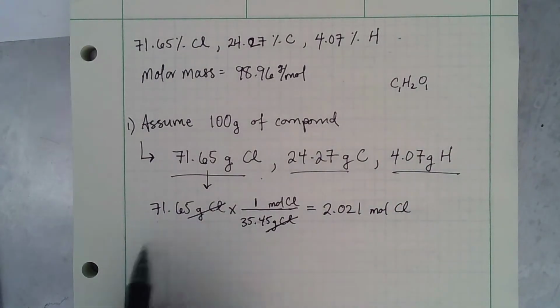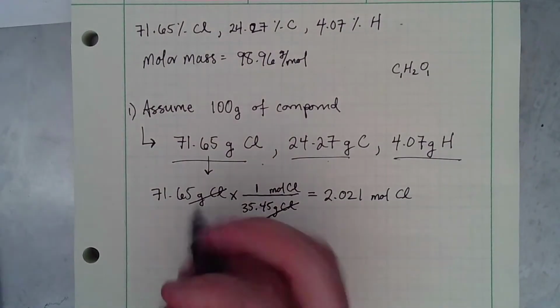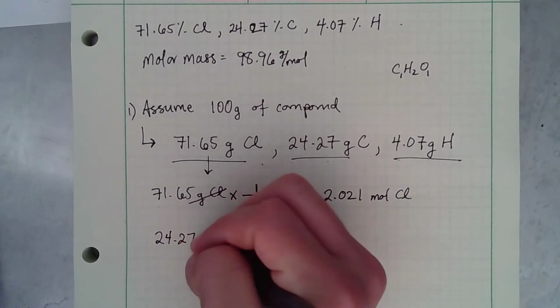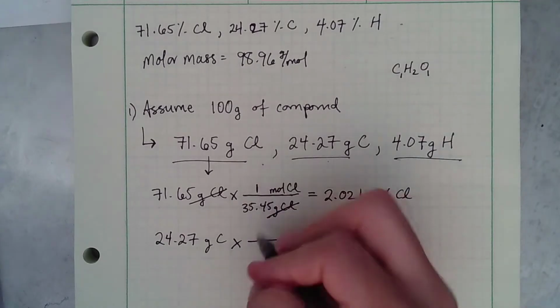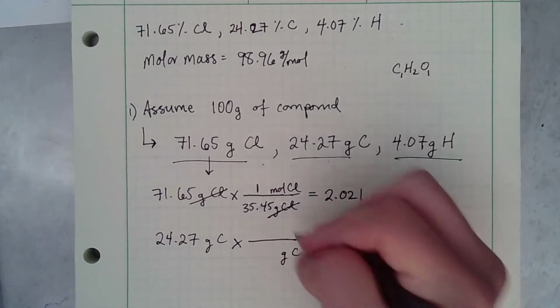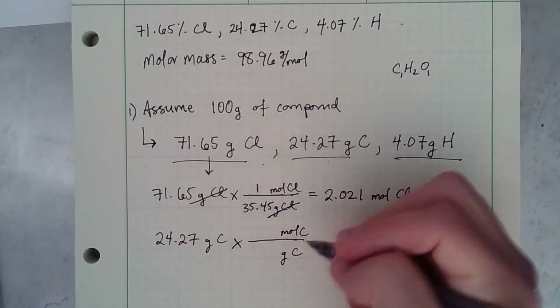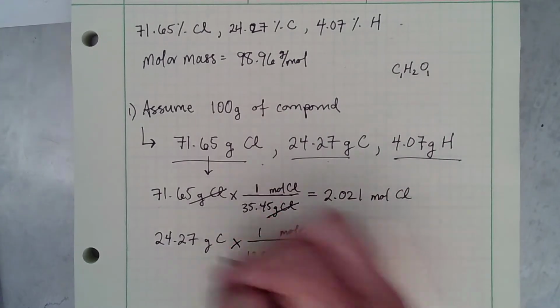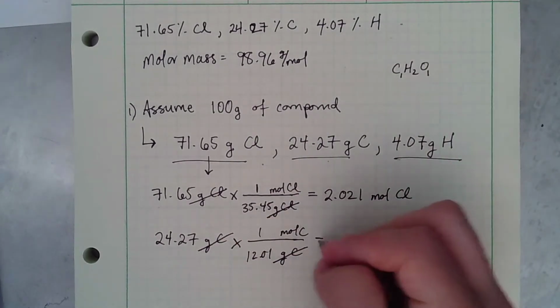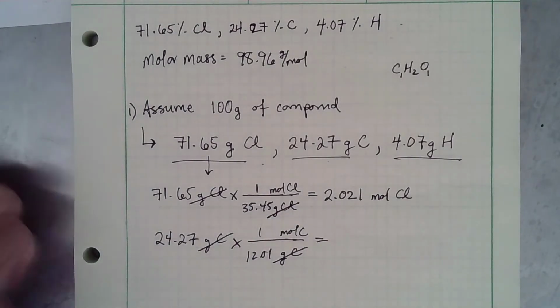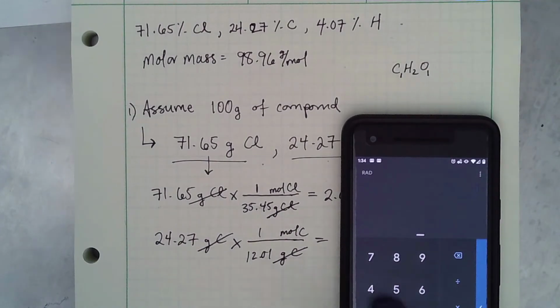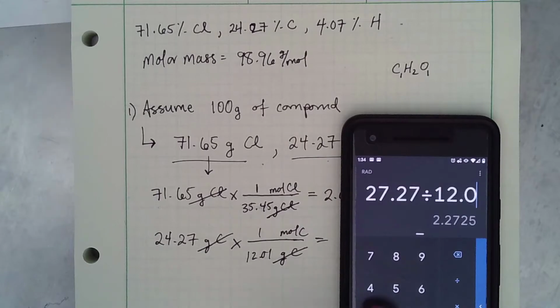We're going to do the same thing for each of our next elements. So 24.27 grams of carbon. Essentially what we're doing here is dividing by the molar mass of carbon, which is 12.01 grams of carbon, and the grams cancel. You can see 24 divided by 12 is probably going to be pretty close to that. 24.27 divided by 12.01.